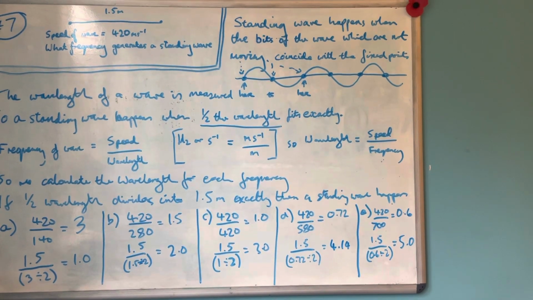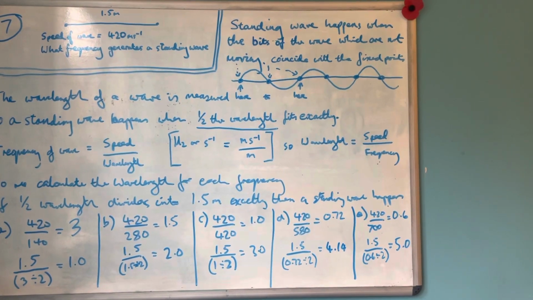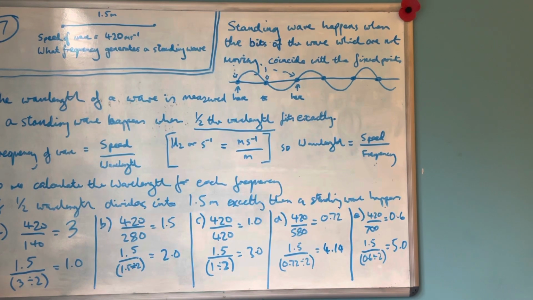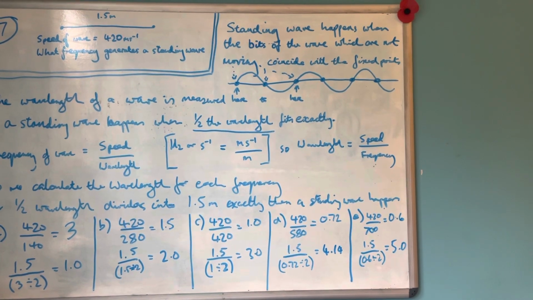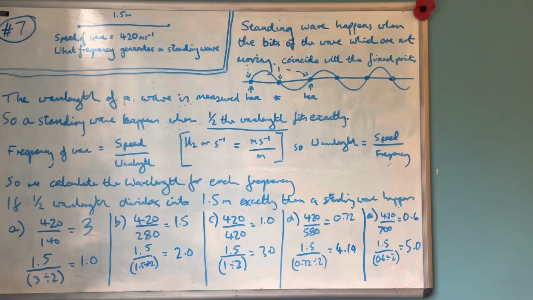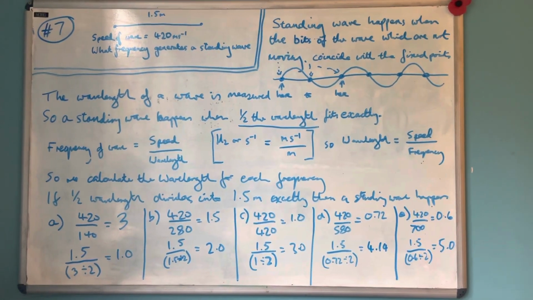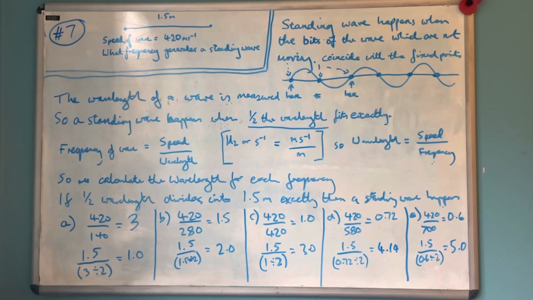And just to be sure, if we check on E, 420 divided by 700 equals 0.6. 1.5 divided by 0.6 divided by 2 is 5.0, so standing wave occurs. So that's how we work out whether a standing wave will happen at various different frequencies.